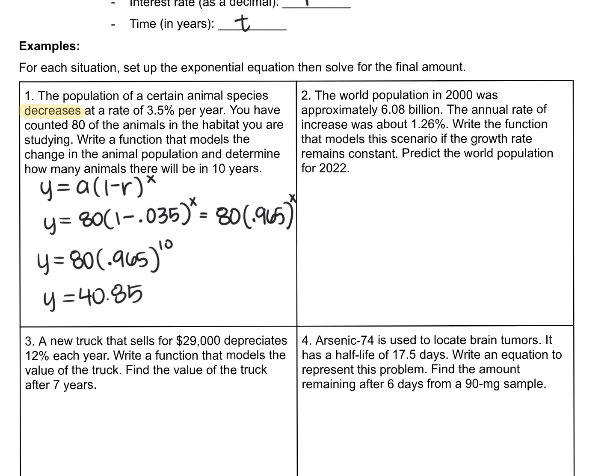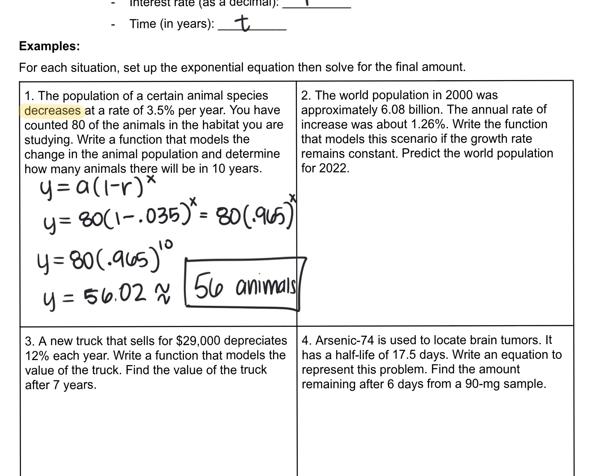Now, because we're talking about animals here, living things, I do want to round to a whole number. I typed my equation wrong. Give me 1 second. So it should actually be 52.02. Sorry, 56.02. So I do round that to a whole number, which is going to be 56 animals.